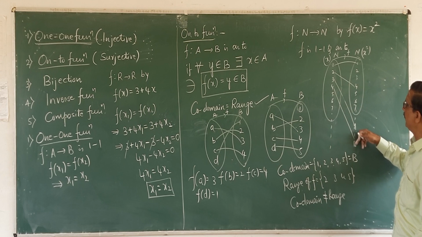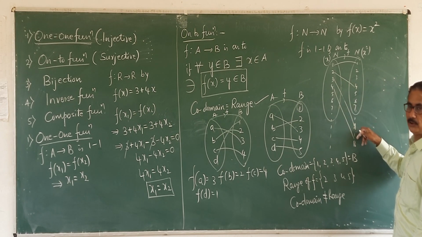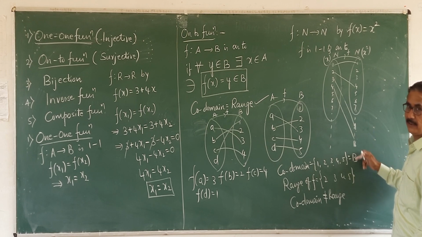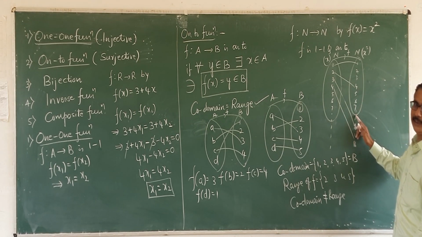Is the set of all natural numbers equal to the range? No. The range values are 1, 4, 9, 16, 25 like that. So codomain is not equal to range.